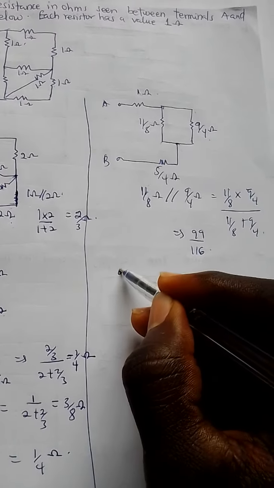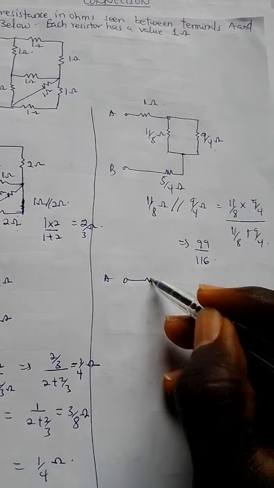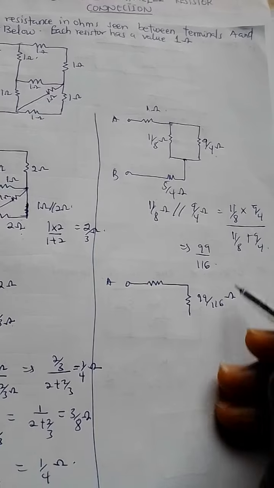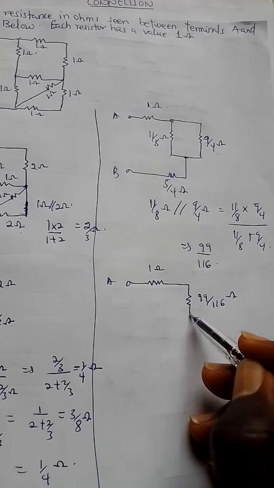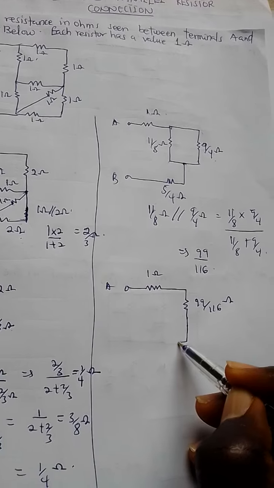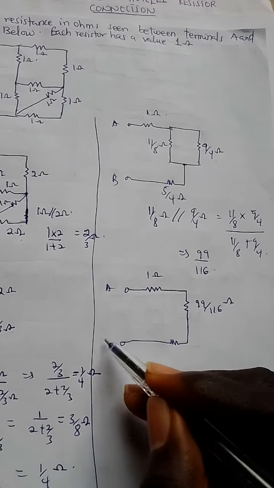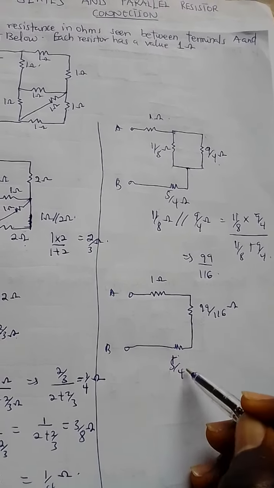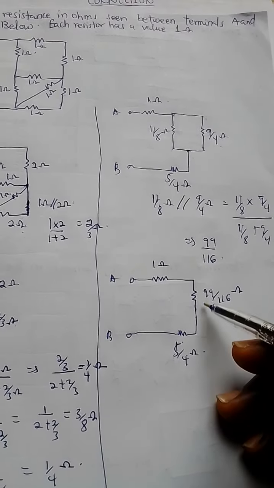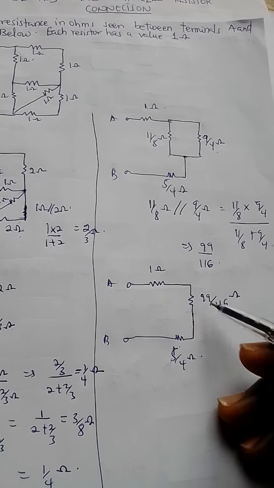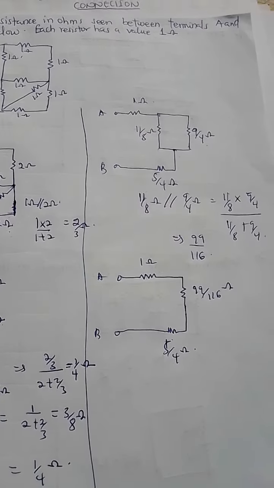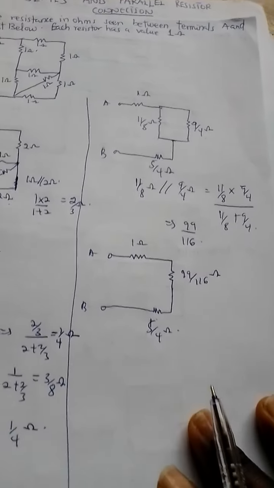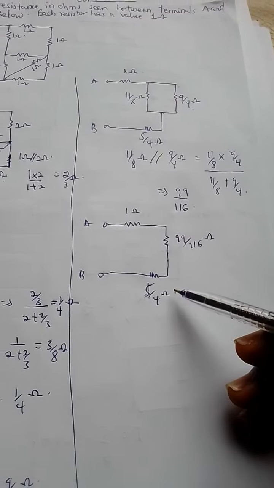So I'll redraw again. I get my A, my 1 ohm, coming down to the 99 over 116 ohm. Then here's my 1 ohm. This will be in series with the down here, this B. So this is equal to 1 ohm, sorry, 5 over 4 ohms. So from here I'm having this connection. So the 99, this and this and this are finally all of them in series. So what are you going to do? We are going to add them. So 1 ohm, this and this are all in series.